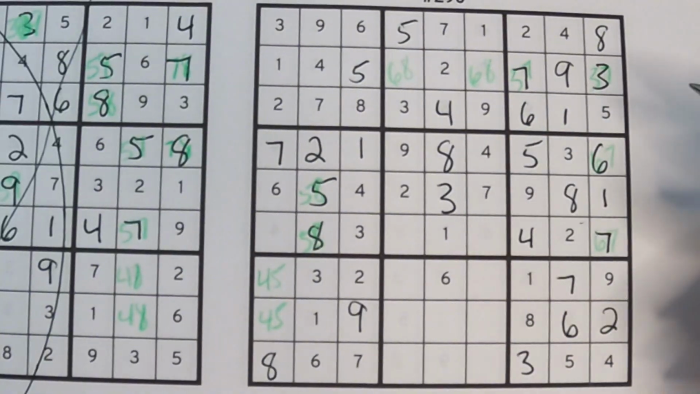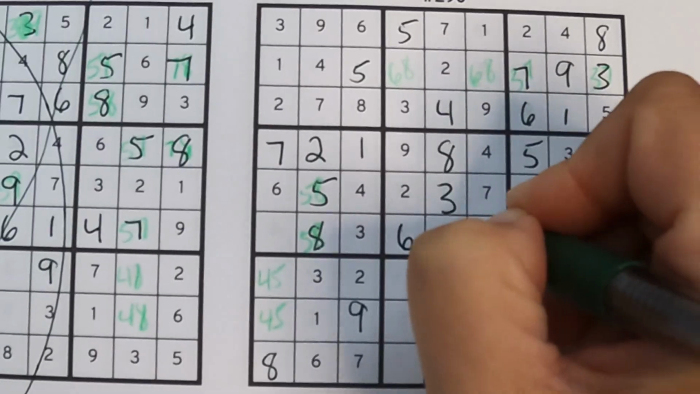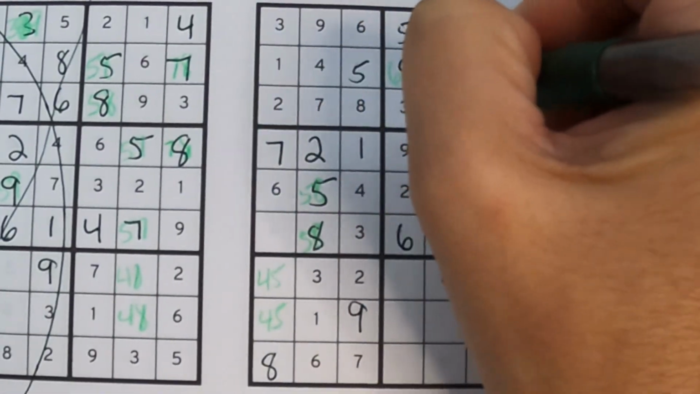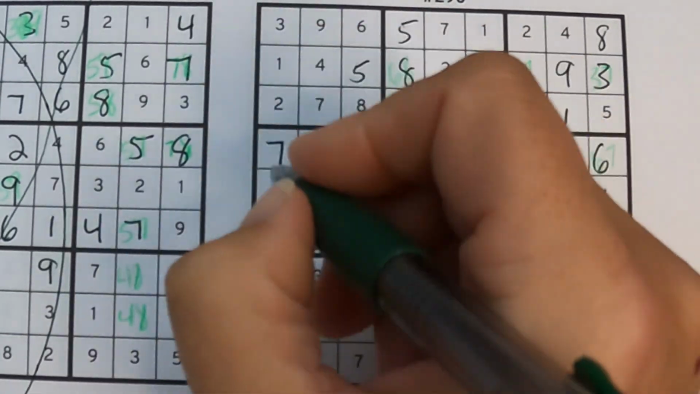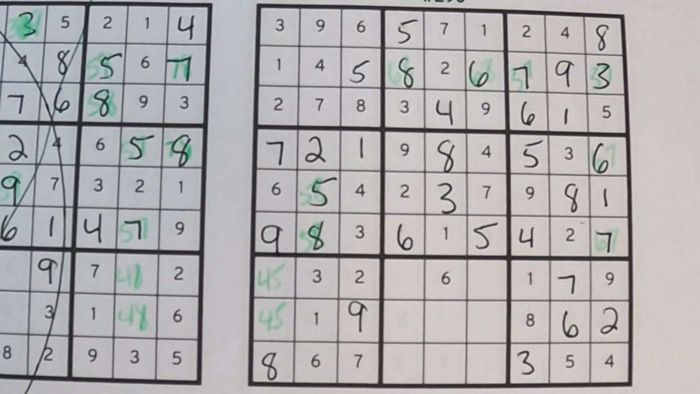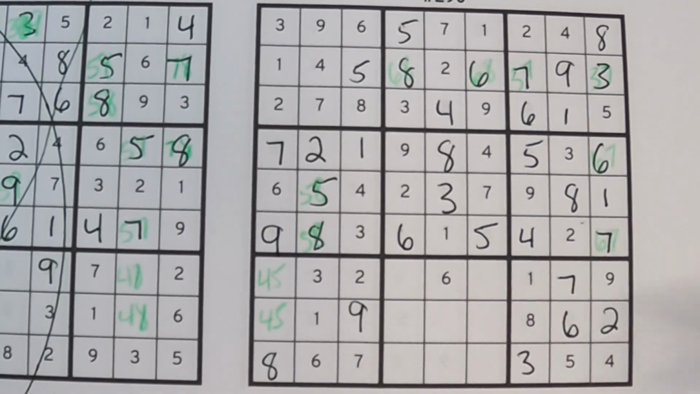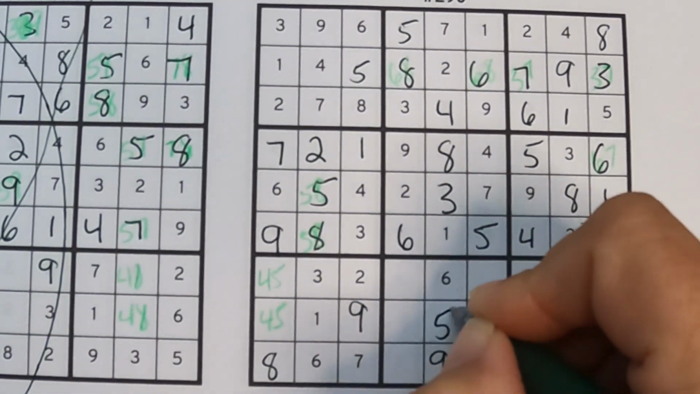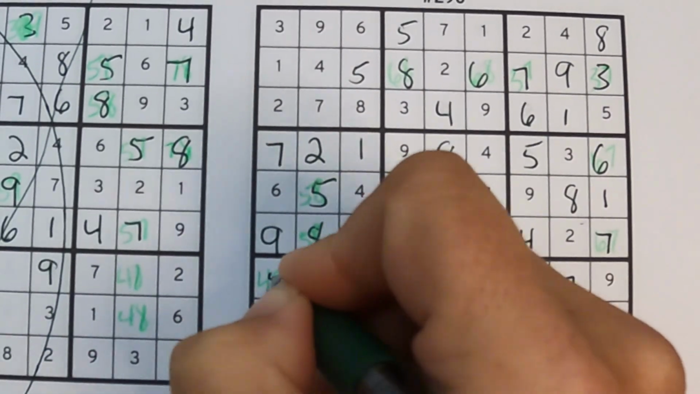For this box, we're missing 5 and 6. We've got a 5 here, so 6, 5. That 6 makes this our 8, 6. For this box, we're just missing a 9. For this column now, we're missing 5 and 9. We've got a 5 here, so 9, 5. That 5 makes this our 4, 5.